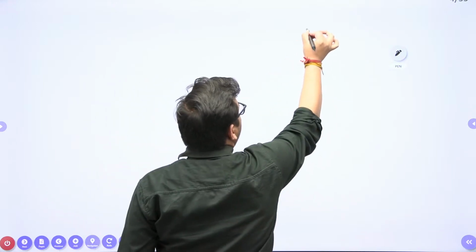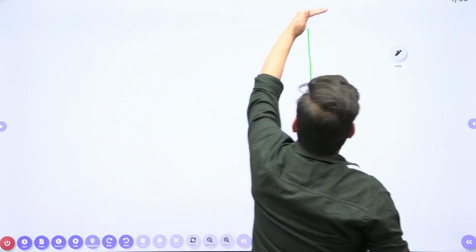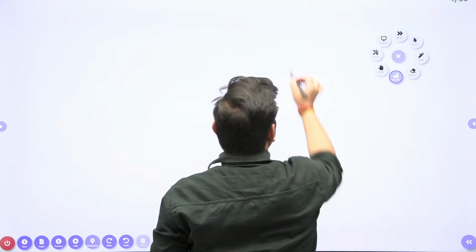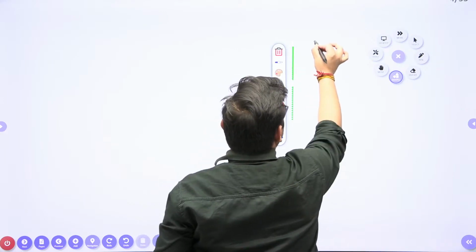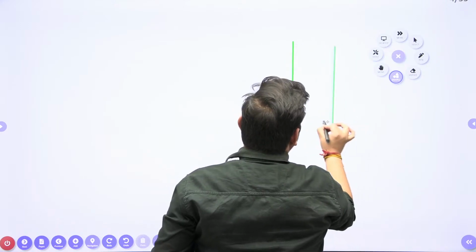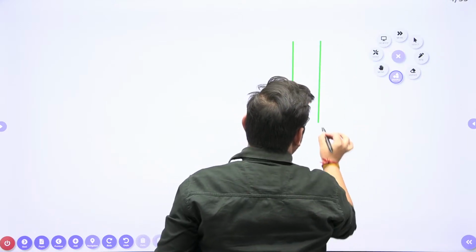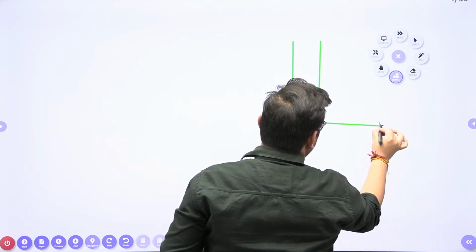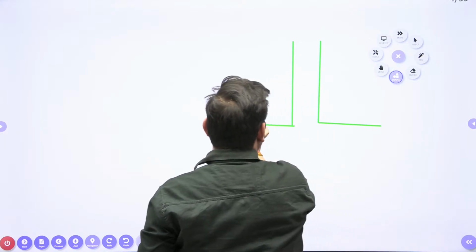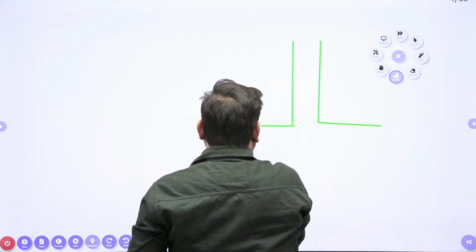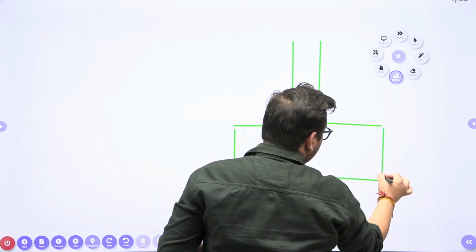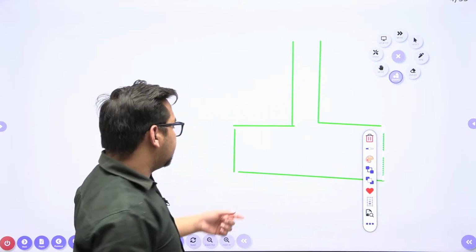Let's suppose this is my particular foundation. This is your foundation. Right. And if we see at the foundation level, if we try to find out at foundation level, what are the different pressures? Let's suppose this is your particular foundation.